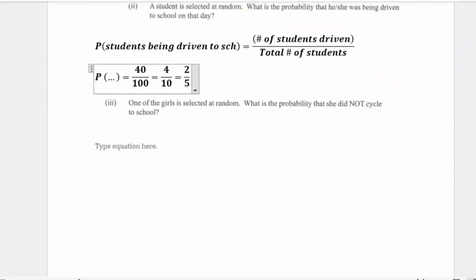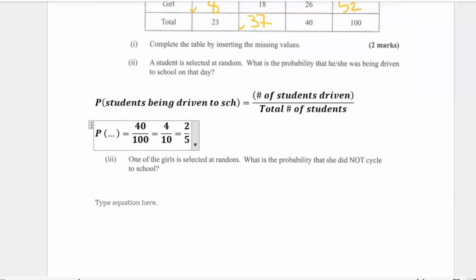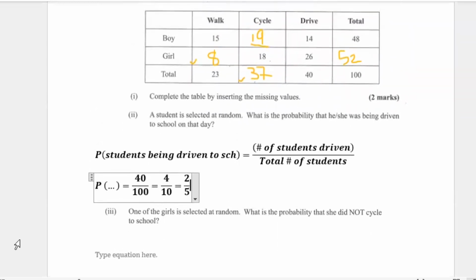All right, good. It says one of the girls is selected at random. What is the probability that she did not cycle to school? So now we're looking at the girls. If we're looking at the probability that she did not cycle to school, that means she either walked or she was driven to school. So what would that probability be?